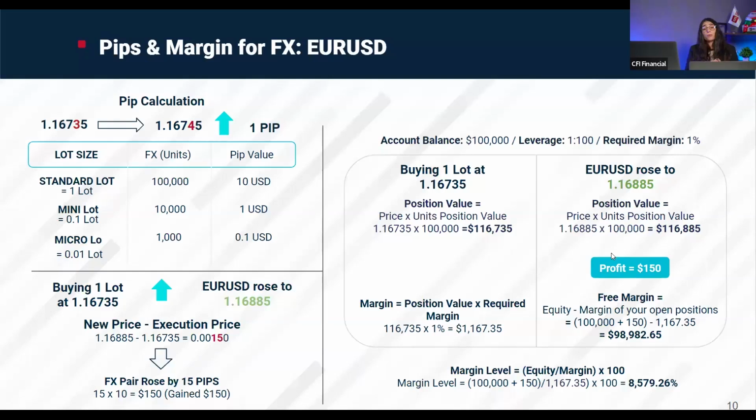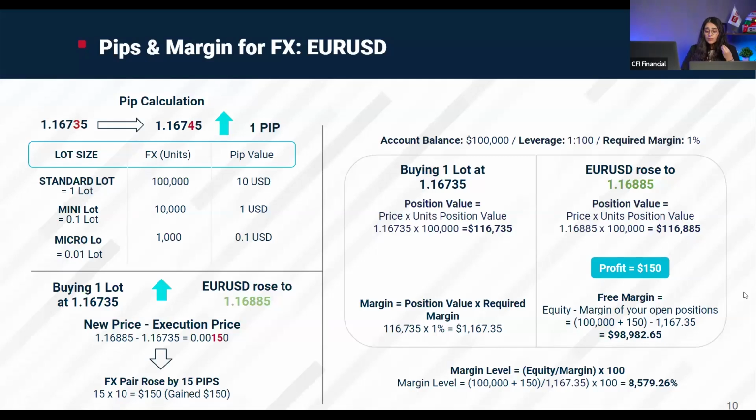I'm going to calculate my position value. I take the price multiplied by the contract size, which is 100,000, because one standard lot is equivalent to 100,000 units. I'll get $116,885. To know approximately how much I won, I subtract the position value of the price that I entered from the new position value. I would approximately profit $150.